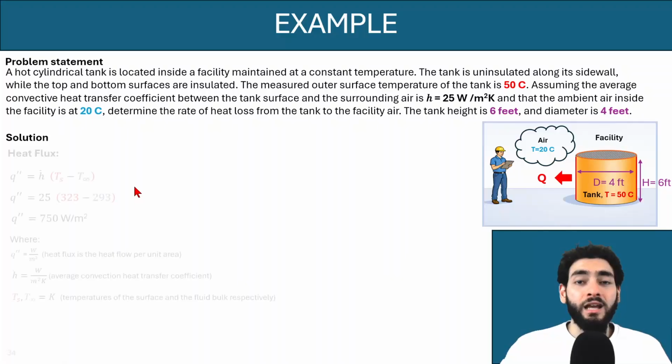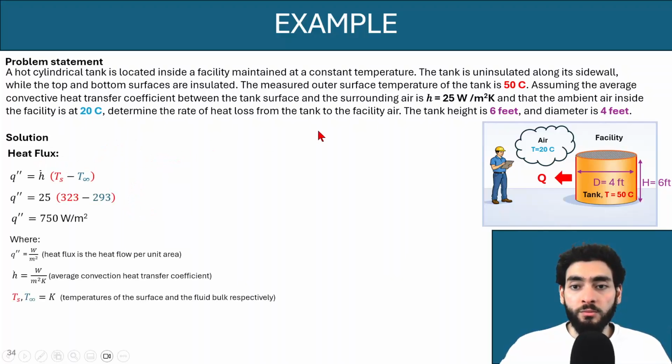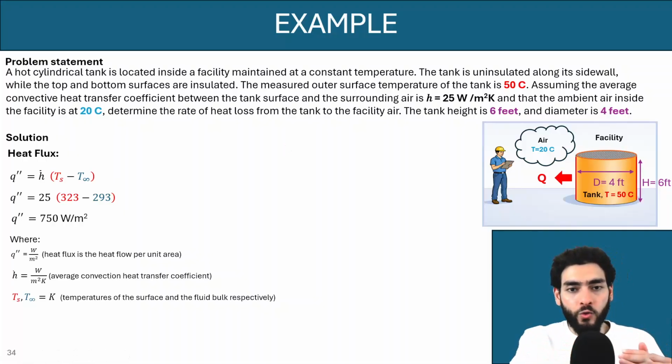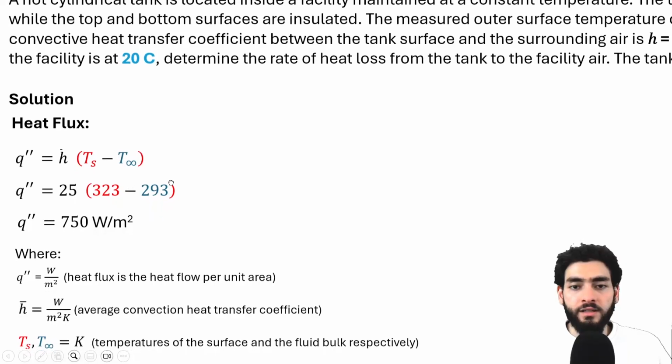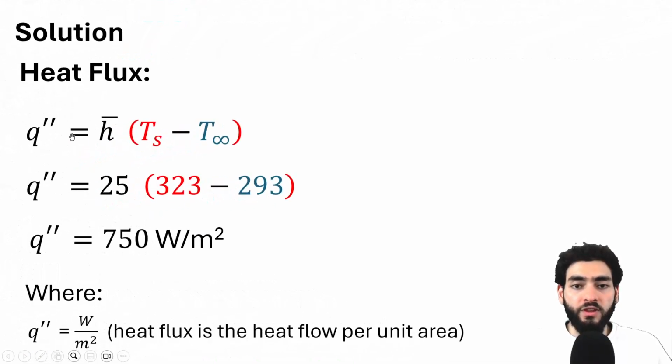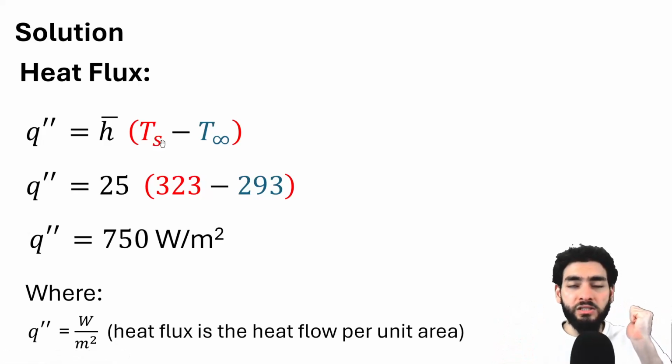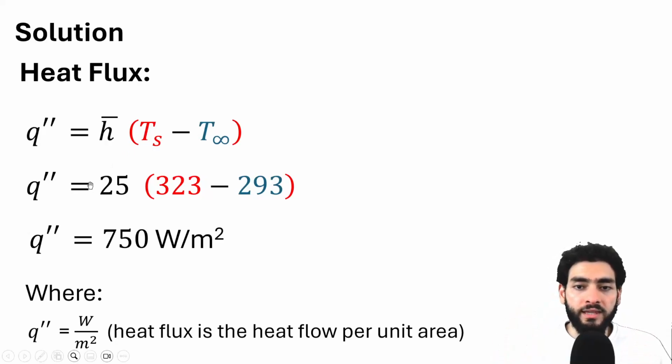So we know that this is a convection problem, and therefore if we need to determine the heat loss from the tank to the facility air, then we're going to have to use the heat flux relationship for Newton's law of cooling. And Newton's law of cooling, as we said, says that the heat transfer flux is equal to the average convection coefficient multiplied by the difference in temperature from the surface to the air. And it's given to us in the problem statement that the average convection coefficient is 25 watts per meter squared per Kelvin.